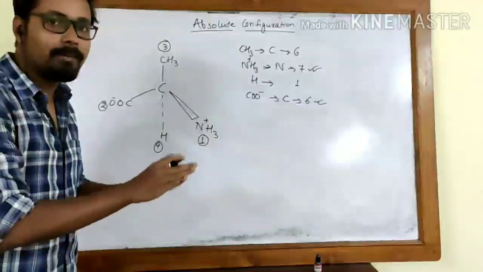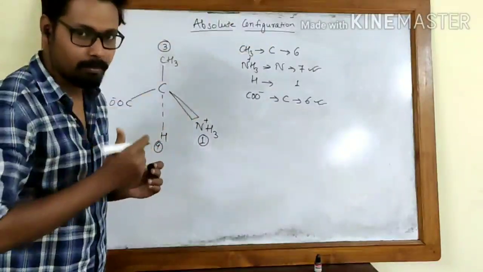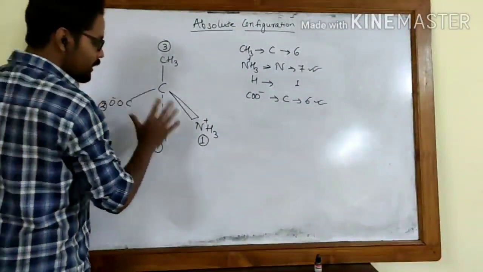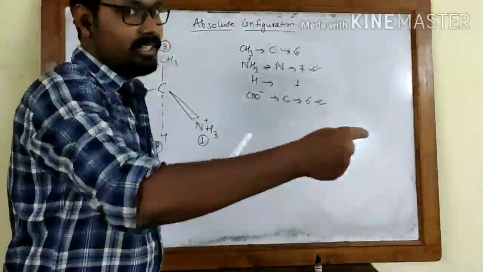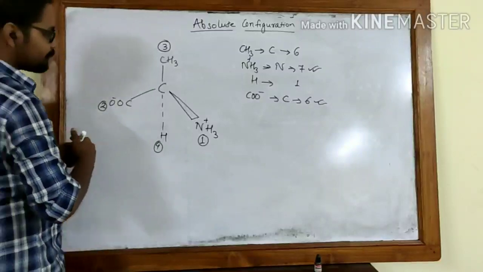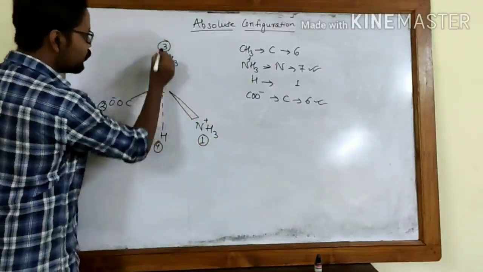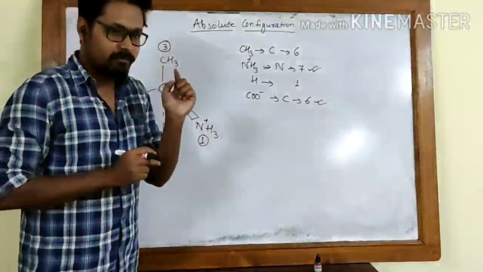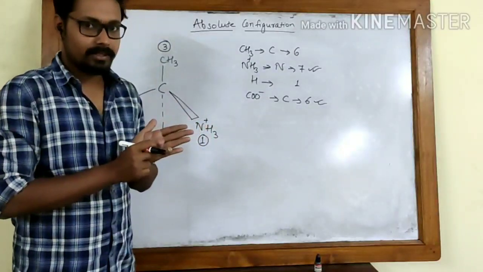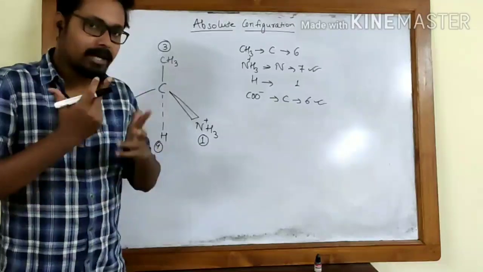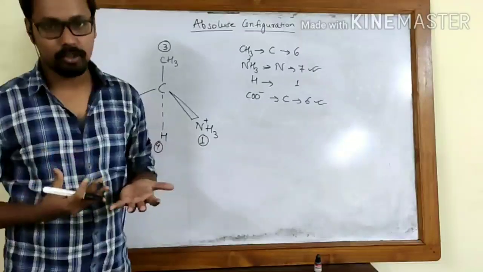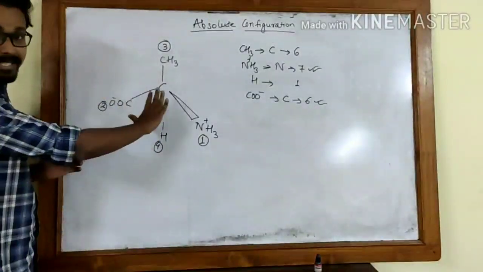We have just given the priority numbers based on the higher atomic number. Now we will try to move from number 1 to number 2 to number 3. So let's see how we do this. We are trying to move from 1 to 3. If my direction becomes clockwise, then it will be called the R configuration. If it becomes anti-clockwise, it will be called the S configuration. So let's see what happens here.